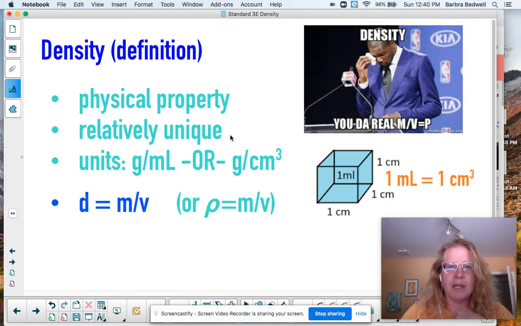I'll give you some examples on the next page. A lot of times they're just different enough that you can tell the difference between what element is just based upon its density.